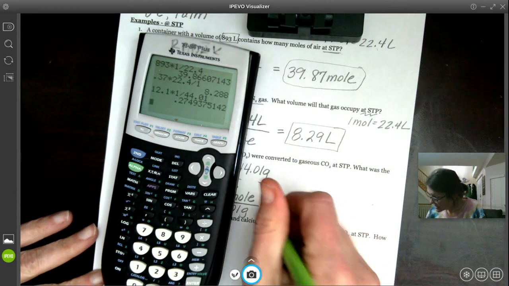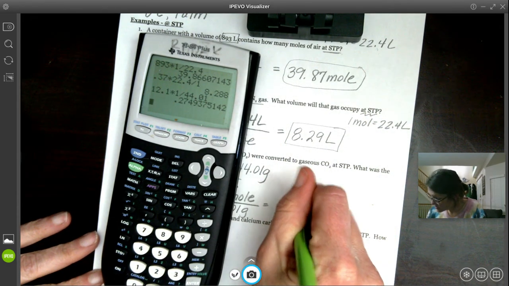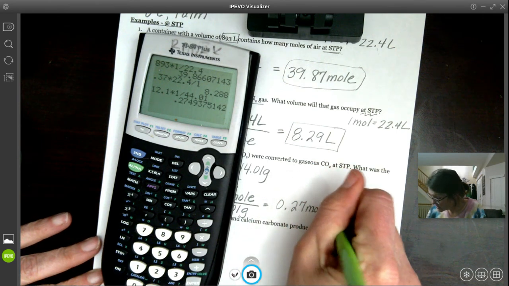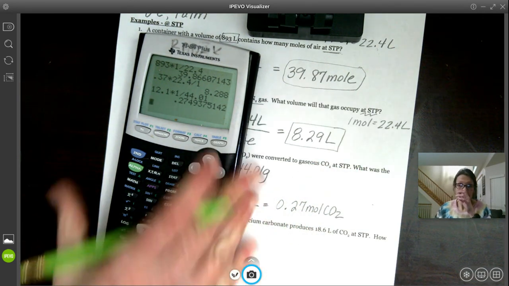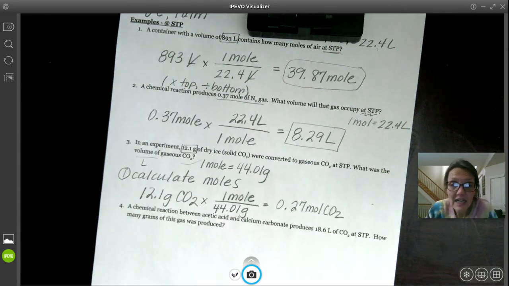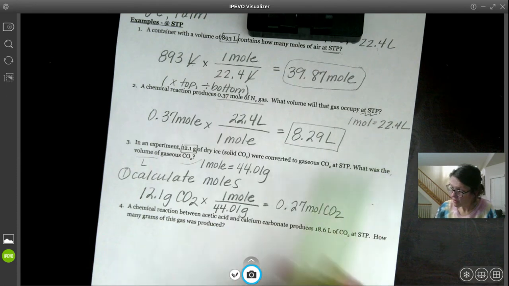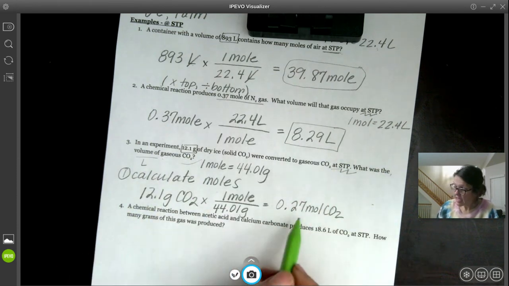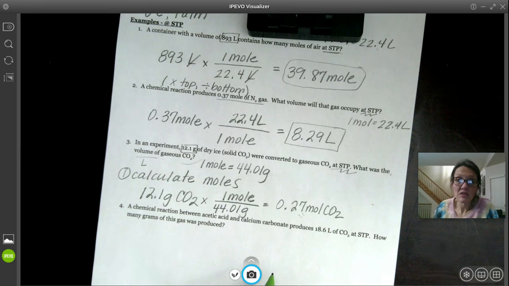And the answer is 0.27 moles of CO2. But keep in mind, we aren't quite done because the next part of the question is: what was the volume of that gas? And again, remember that it was held at STP. In other words, how many liters of CO2 do I have if I have 0.27 moles of CO2?